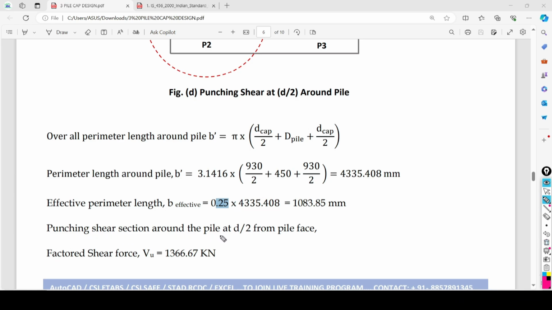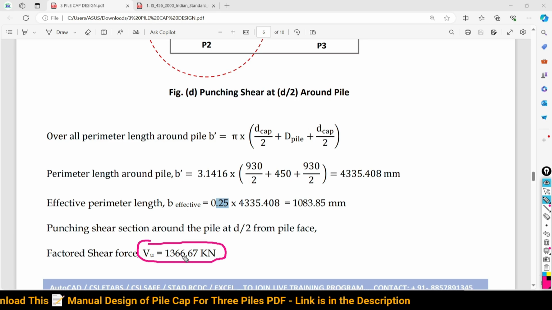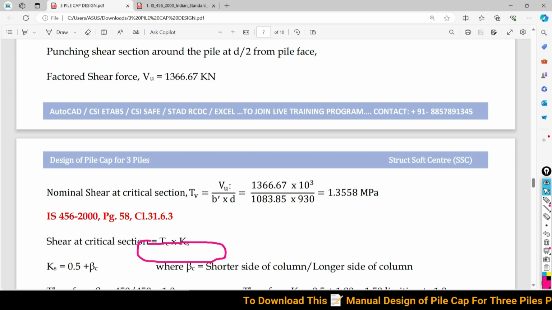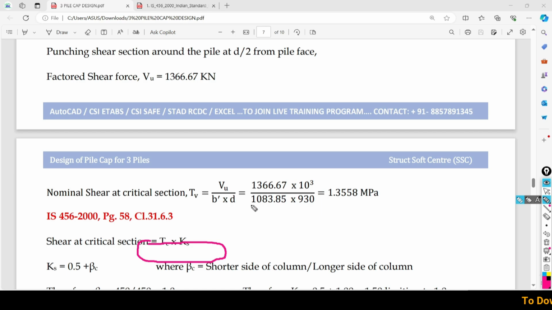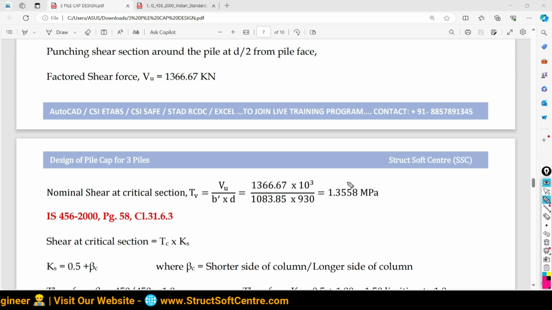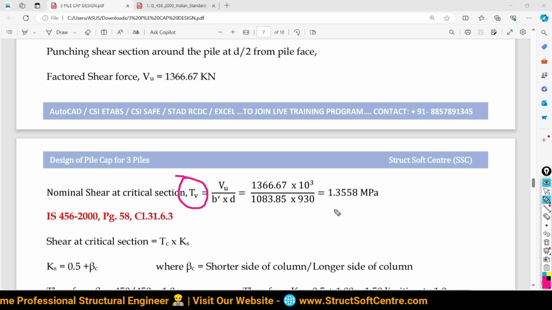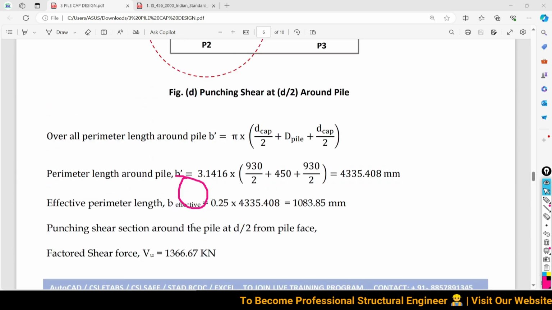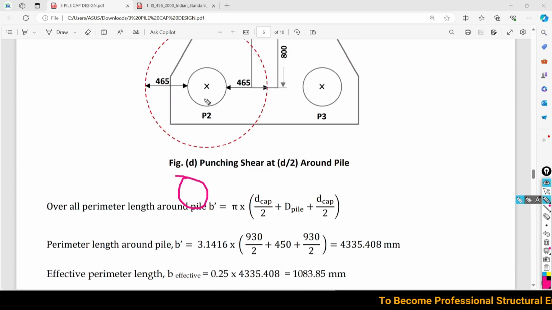Punching shear section around the pile at d by 2 from the pile face. Factored shear value, we are getting what? Factored shear is the total reaction, 1366.67 is the shear value. Now nominal shear will be shear value divided by b dash multiplied by d. Now after putting all the values here, effective perimeter length multiplied by depth of the pile cap, and this is the reaction shear value. After doing this calculation, we are getting the nominal shear value as 1.3558. Note it down. So this is the nominal shear which is going to be developed around the pile.